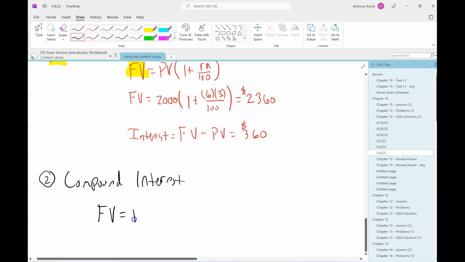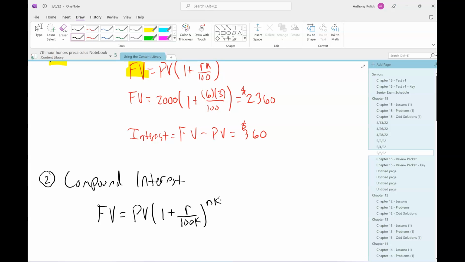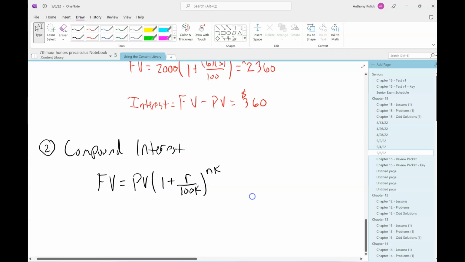And the way we calculate compound interest is with this formula. FV is equal to PV times (1 plus R over 100K) to the NK. Now the FV, PV, R, and N are the same parameters as before, so I'm not going to write those again. Is everybody okay with that? The K, though, is a new parameter, so let's describe what that is. That's going to be the number of compounds per year.